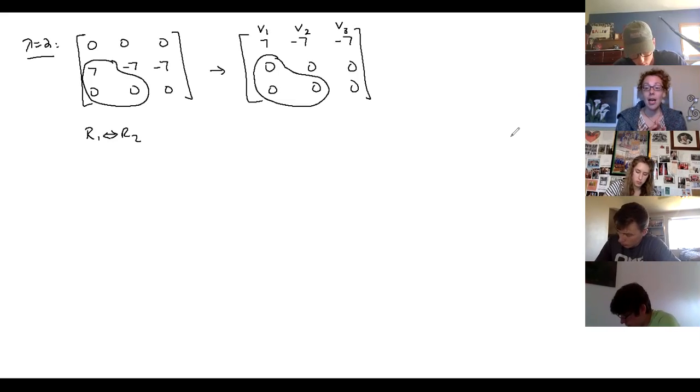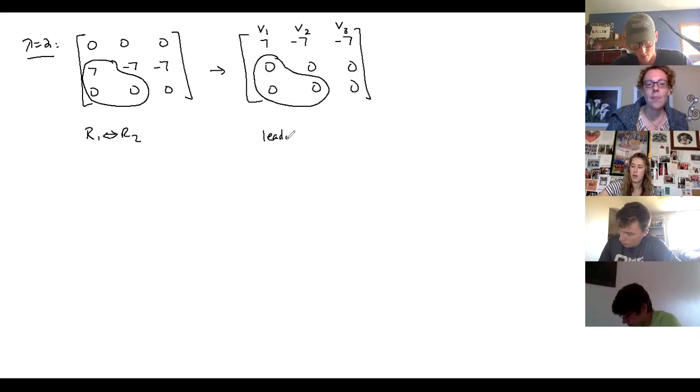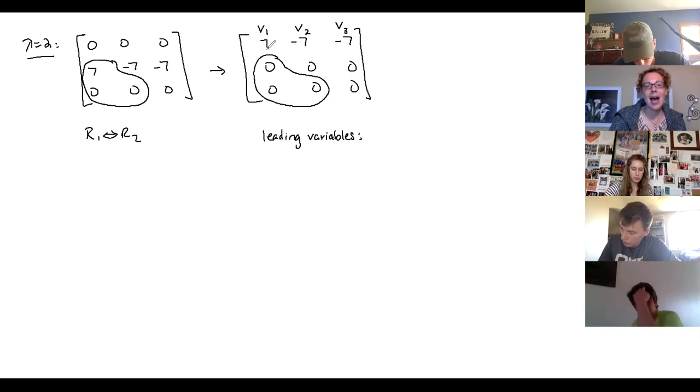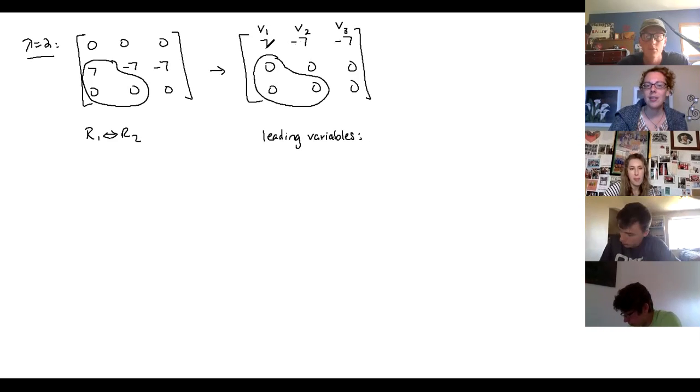In order to figure out how many free variables there are, we have to figure out how many leading variables there are. So my leading variables are the ones that have a non-zero entry in the column associated with them. In this case, it's just V1. My leading variable is just going to be V1.